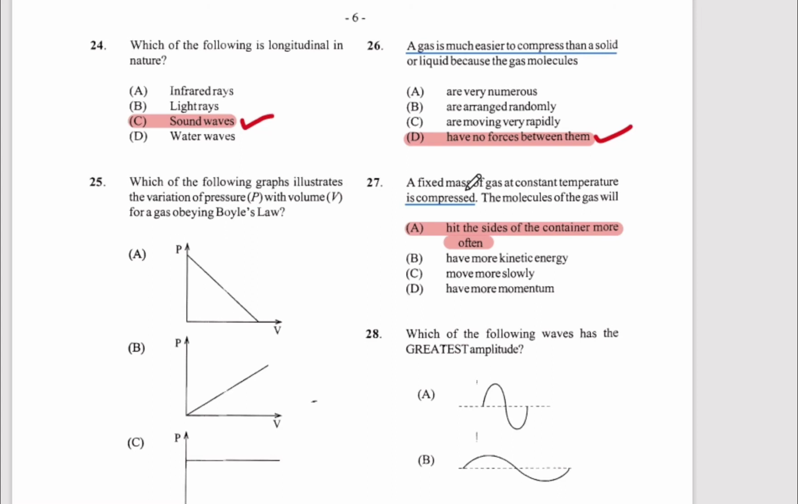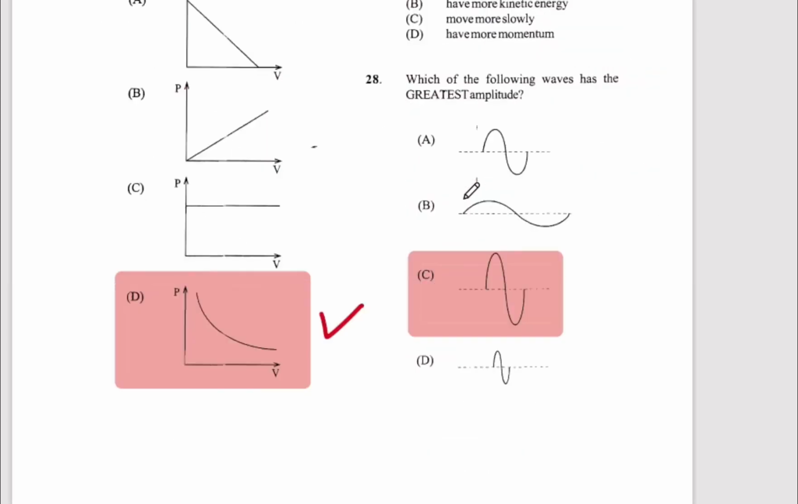Question 27 says, a fixed mass of gas at constant temperature is compressed. The molecules of the gas, they will hit the sides of the container more often. Question 28 says, which of the following waves have the greatest amplitude? And that's C. We can see the amplitude right here. So that's C.